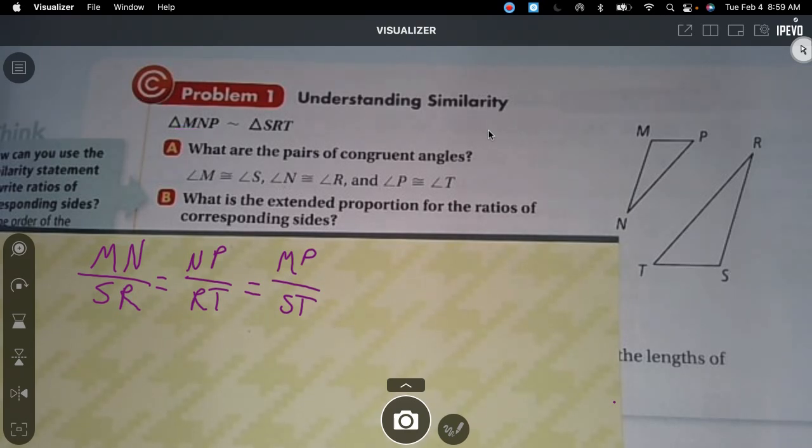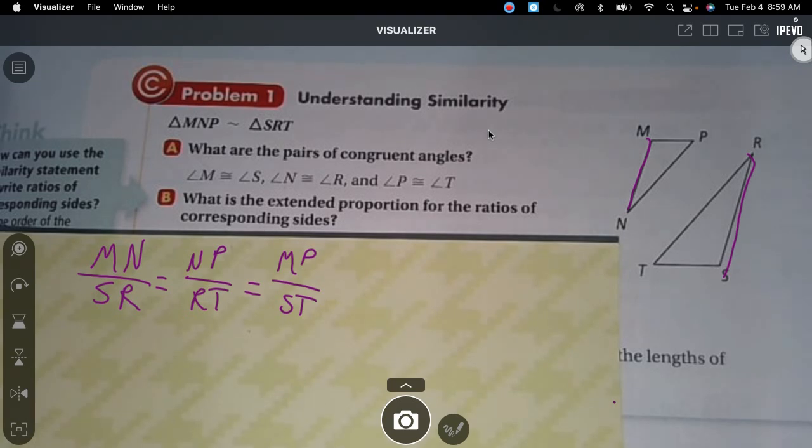Now, I didn't even look at the picture. Boys, y'all pay attention. Did y'all look at the picture to see? I just looked at the way they listed it. I just saw MN, that side right there. What side does it go with? SR, which would be that one. I'm not going by my picture. I'm going by what it gave me.